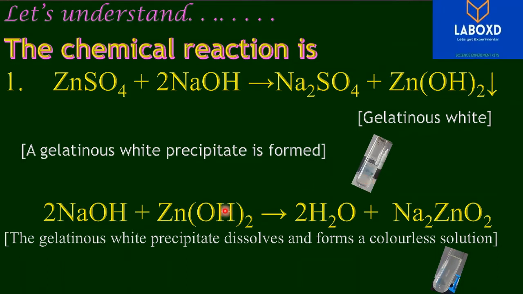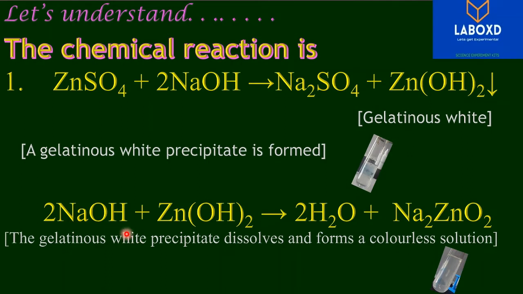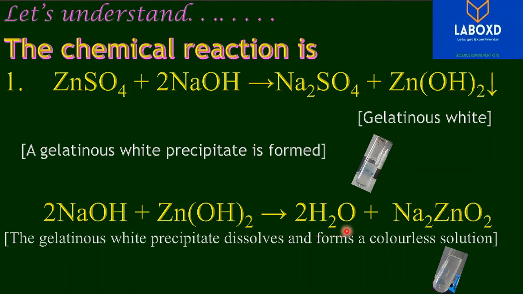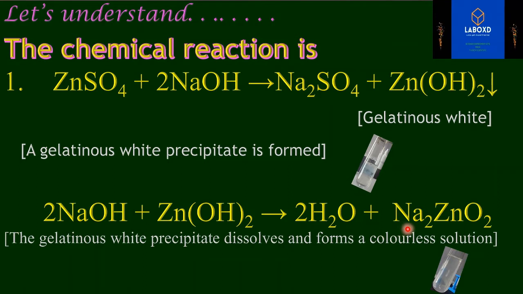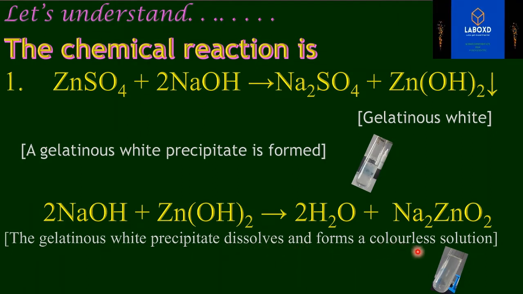Now, the reaction further continues when excess of sodium hydroxide is added as follows. NaOH, that is sodium hydroxide, reacts with Zn(OH)2, that is zinc hydroxide, to form H2O, that is water, and Na2ZnO2, that is sodium zincate. A gelatinous white precipitate dissolves and forms a colorless solution.